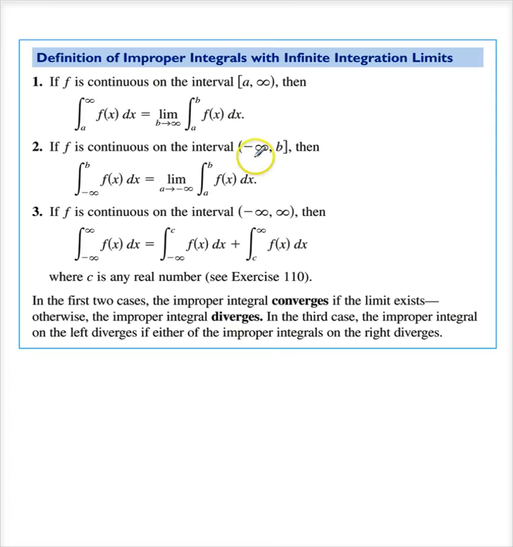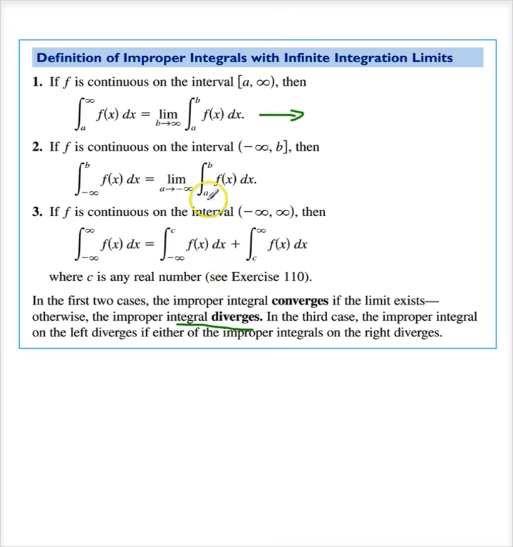Now here are some general guidelines. The integral from a to infinity of a function is the limit as b approaches infinity of the definite integral from a to b of f of x. This converges if the limit exists. It diverges if the limit does not exist. If I want the integral to negative infinity, then we take the limit as a approaches negative infinity of the integral from a to b of f of x dx. And the same guidelines apply.